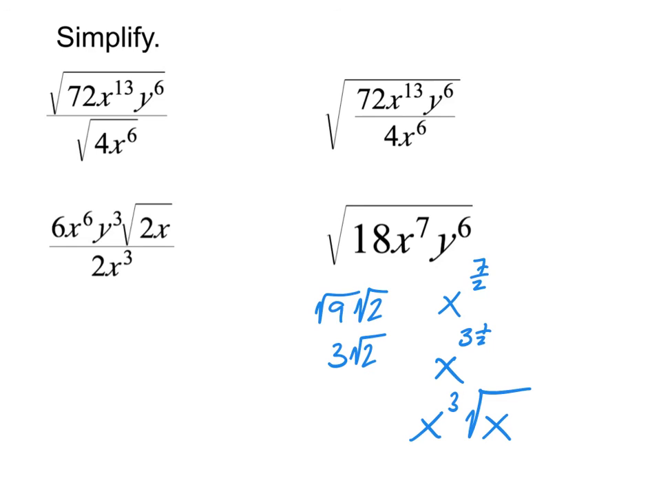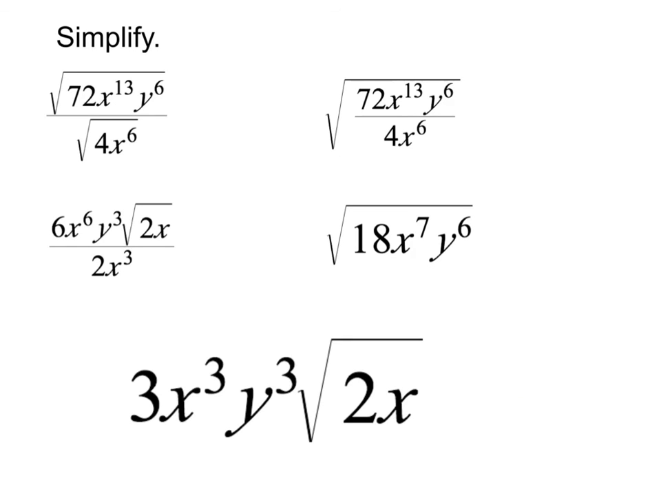And like finishing it off here this time, the square root of y to the 6th, that'd be y to the power of 6 over 2. Well, 6 over 2 is just 3, so that would just be y cubed for that part. So either way you do it, you end up with the same solution, 3x cubed y cubed times the square root of 2x.